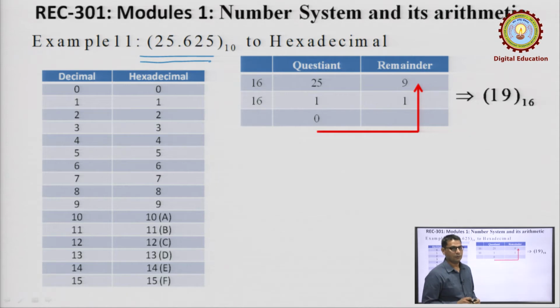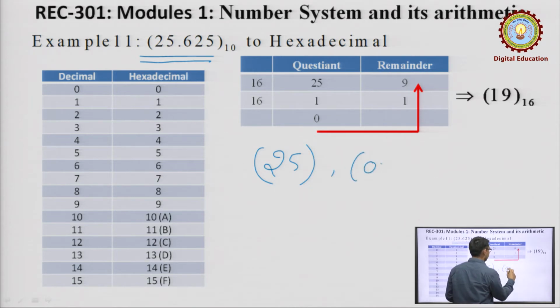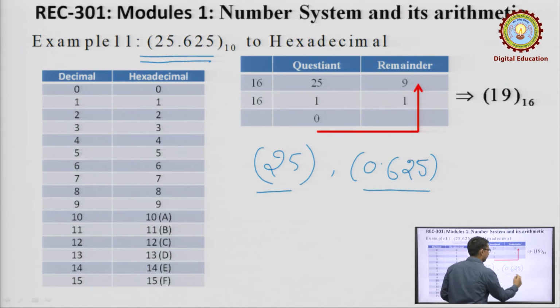So this will be different. We have to divide this question into two parts. We have to solve separately for the integer value and for the fractional value. We can write it like this: 25, and then separately 0.625. We will solve both parts separately.